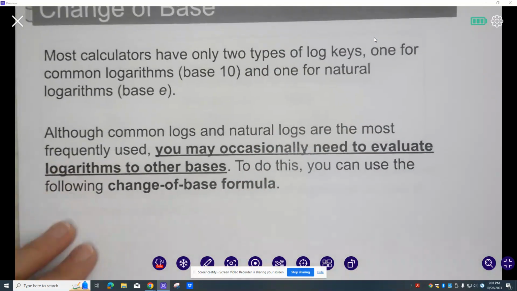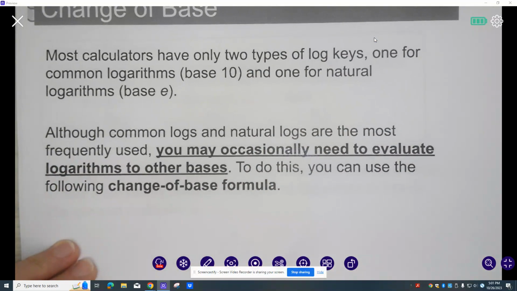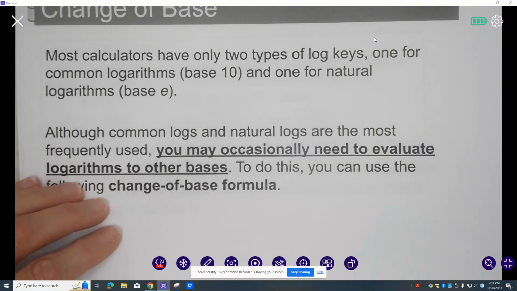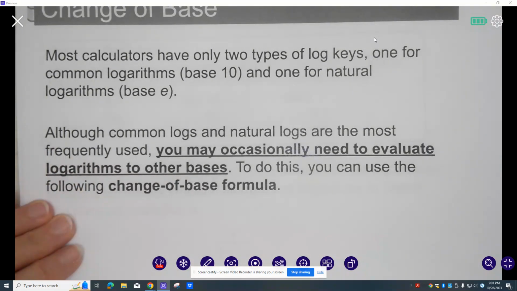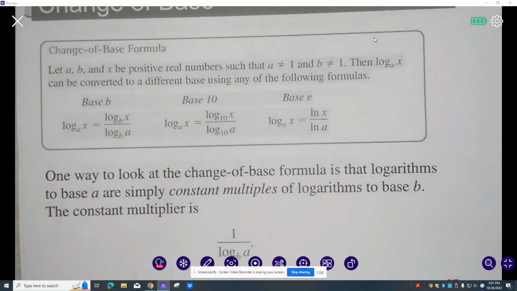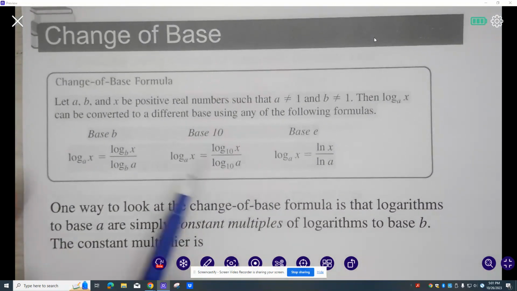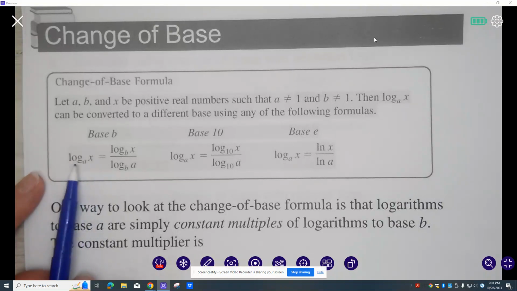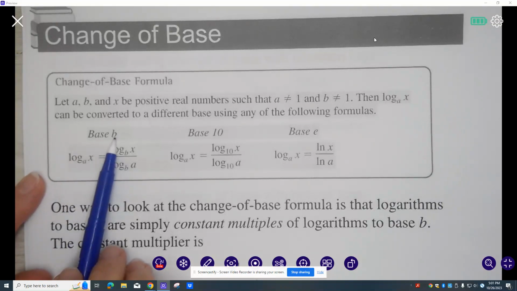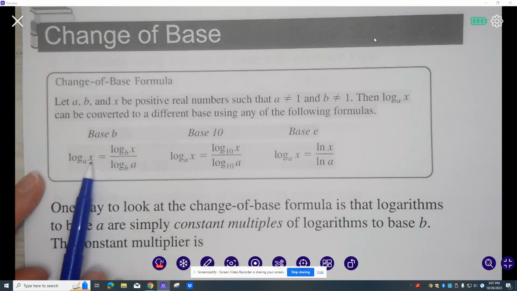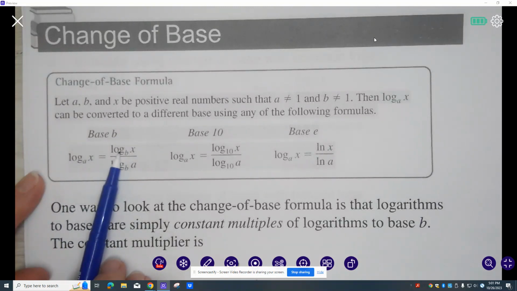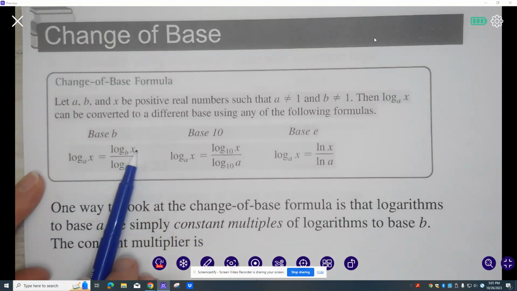However, the 83s do not have change of base. So on an 83, you need to actually know how to change the base. So here's your formulas for change of base. If you have a log with a base A and you'd just like to change it to a different base, you would divide log base B of x over log base B of A.